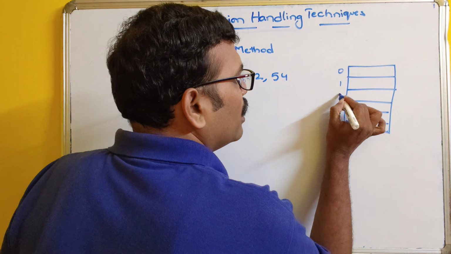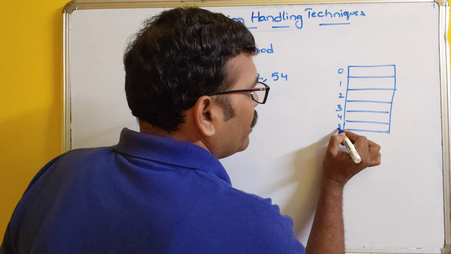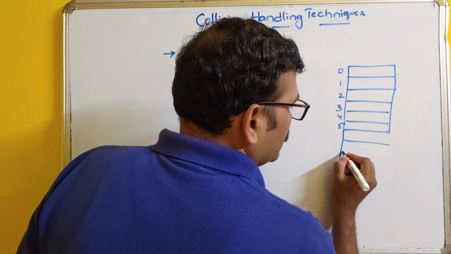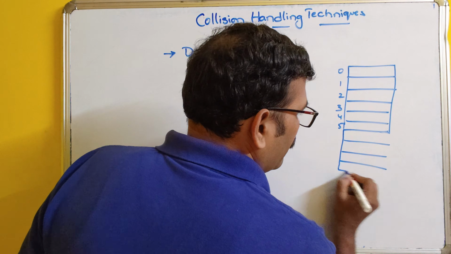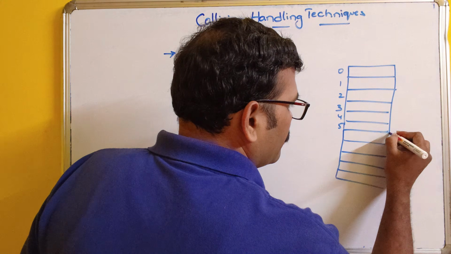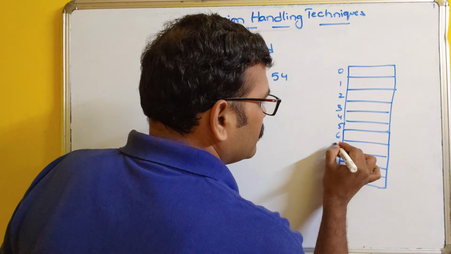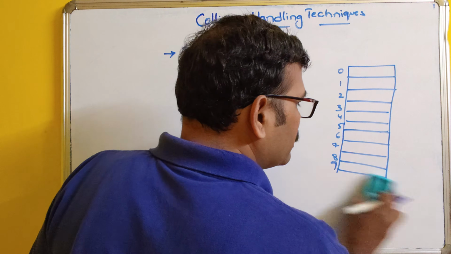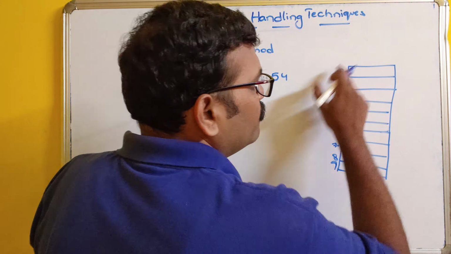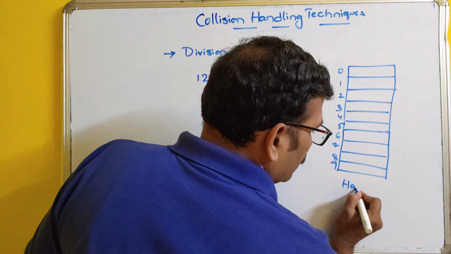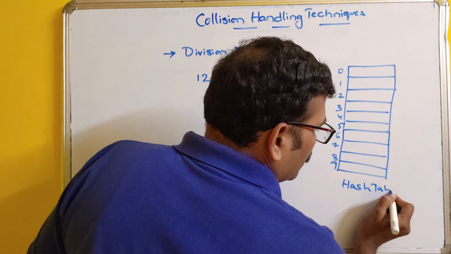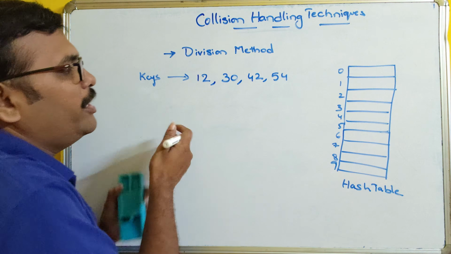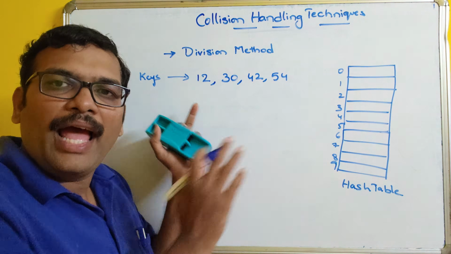Let it be 0, 1, 2, 3, 4, 5, 6, 7, 8, 9. So let the table size be 10, from 0 to 9, right? So this is a hash table. These are the keys. So we need to store these keys in the hash table.